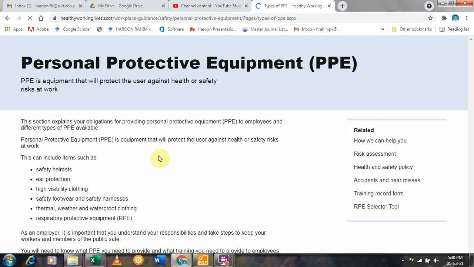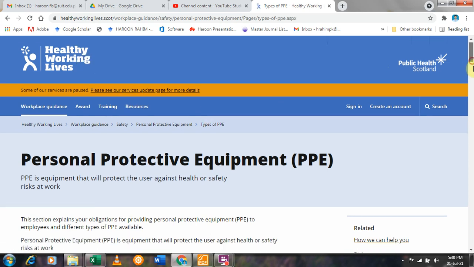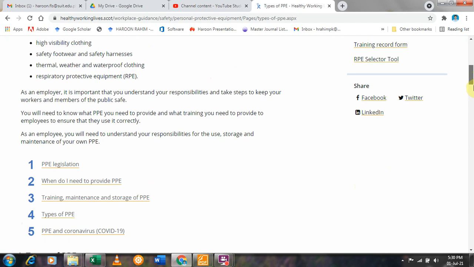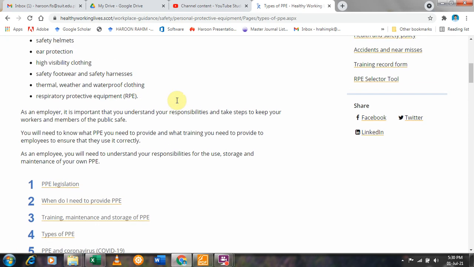And apart from that, personal protective equipment, high visibility clothing. If you visit this website, then you will find some of the extra safety footwear and safety harnesses, high visibility clothes as well.